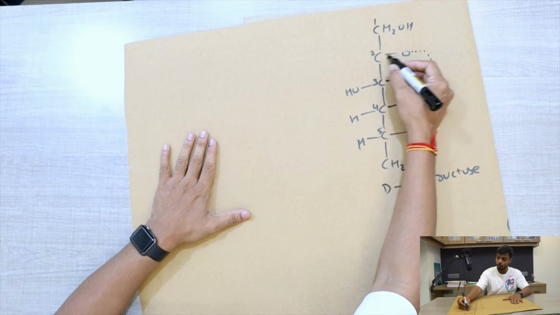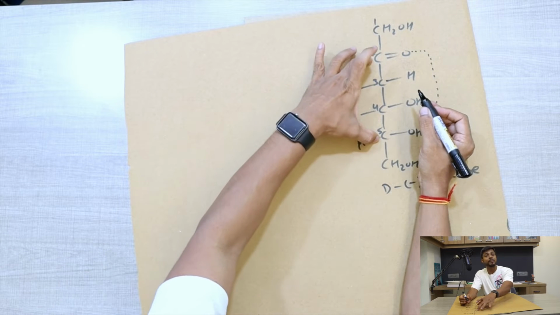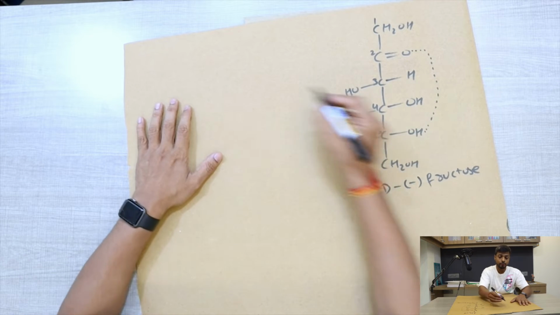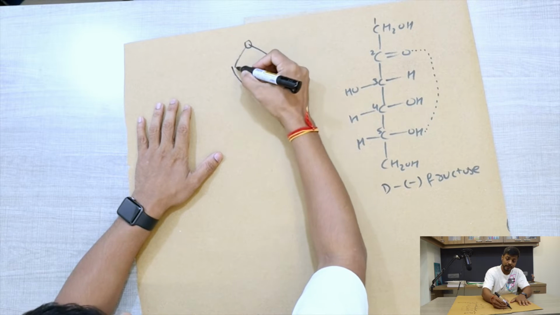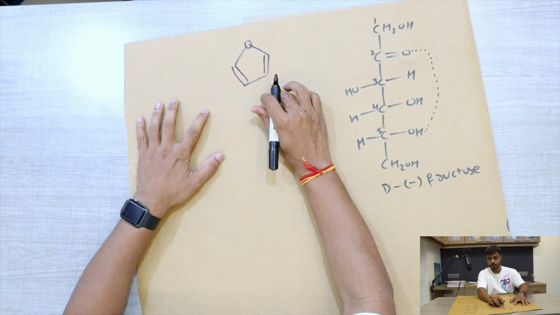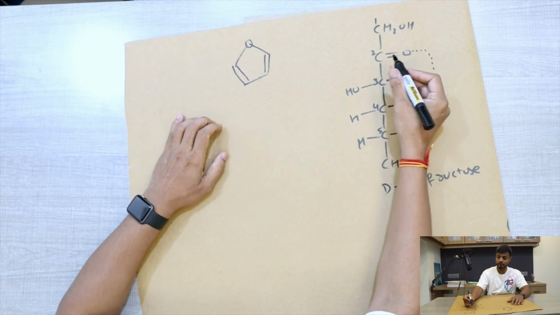This carbon number 2 will be bonding with carbon number 5, and this structure is similar to a structure known as what? The furan. Furan looks something like this. It is again a heterocyclic molecule. This is furan. Get it? So this structure is similar to this. So I'll just draw this structure right away.